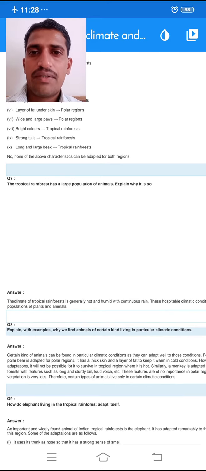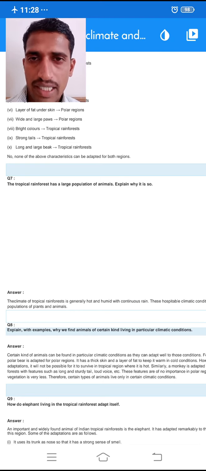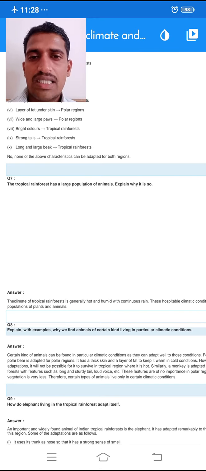Dear students, in the previous class, I was explaining the exercise part of the lesson, weather, climate, and adaptation of different kinds of animals to a variety of habitats and regions. In the previous class, I explained the fill in the blanks, match the following, and the first part of the exercise. Now let's go ahead with the exercise part, that is, answer the following questions. Let me start with question number 7.